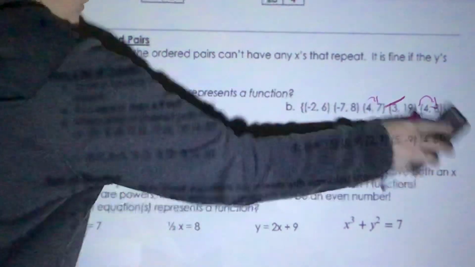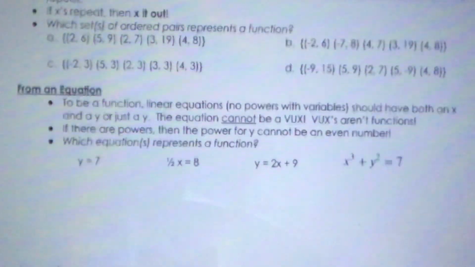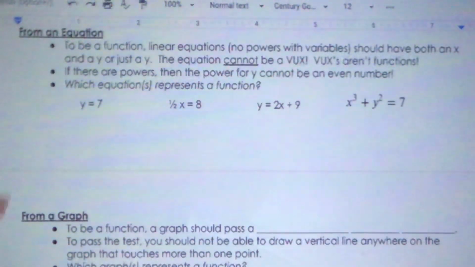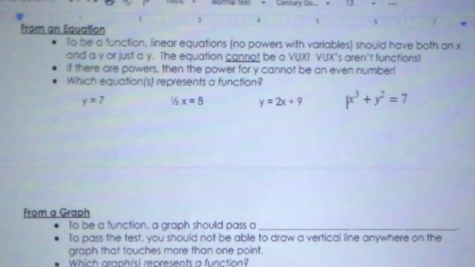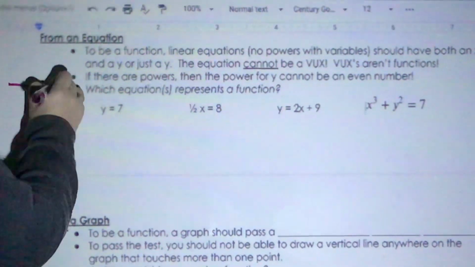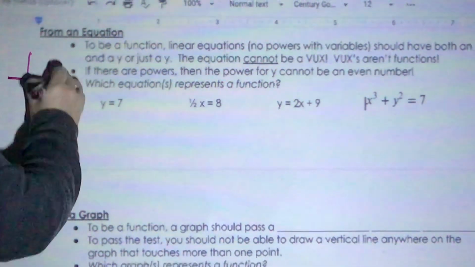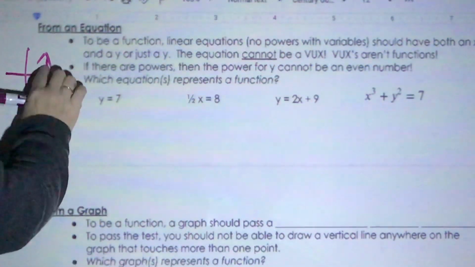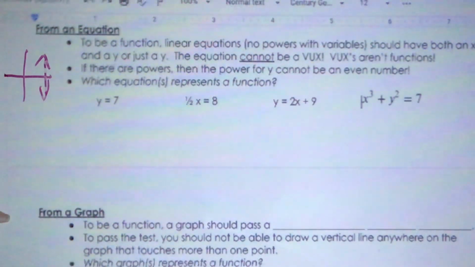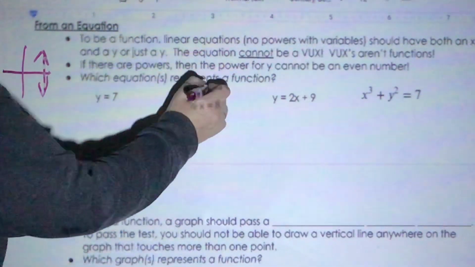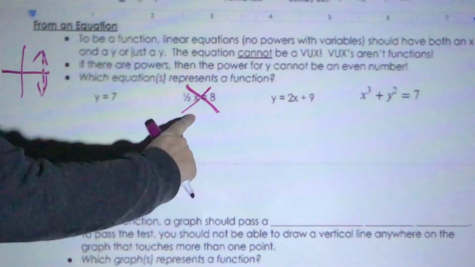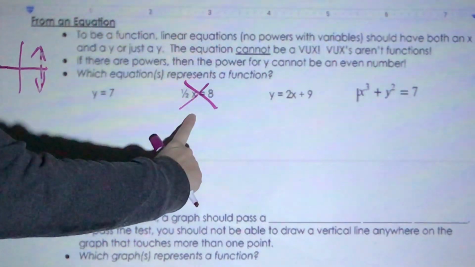Now for our next category, you want to be able to pick out a function from an equation. So all of the equations that we've done this year have been functions except for vertical lines, x equals. If you think about it, x equals is a vertical line, which means the x number is always repeating. You can't have the same x number over and over and over again. So if there's only an x in the equation, it's going to be x'd out. That can't be a function.